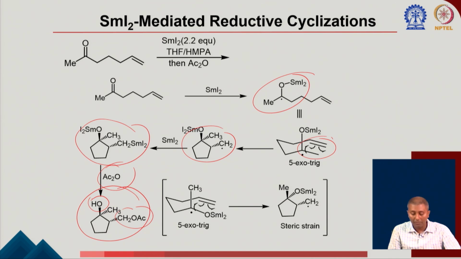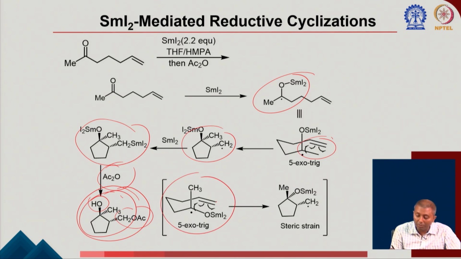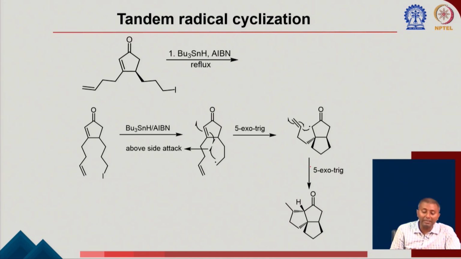Again you can see we try to explain the formation of this corresponding product from this transition state, where you can see in this exo-trig transition state you have this oxygen here. You can see that in this difference, there is a steric strain going to happen versus this. Now there is a tandem radical cyclization in this compound.